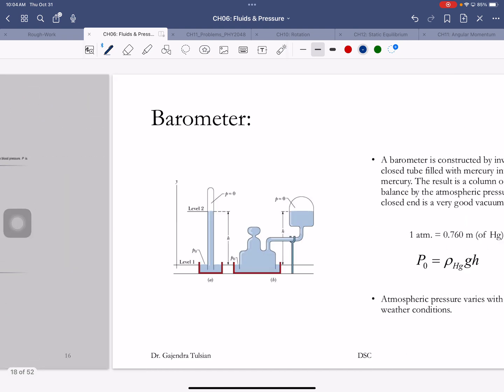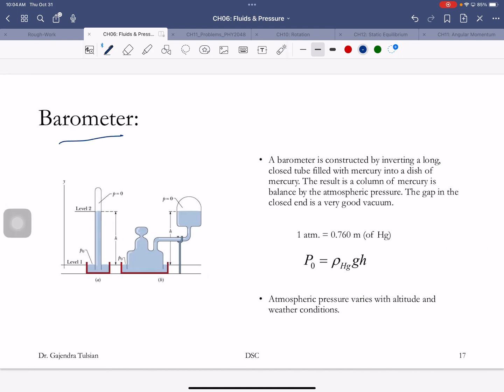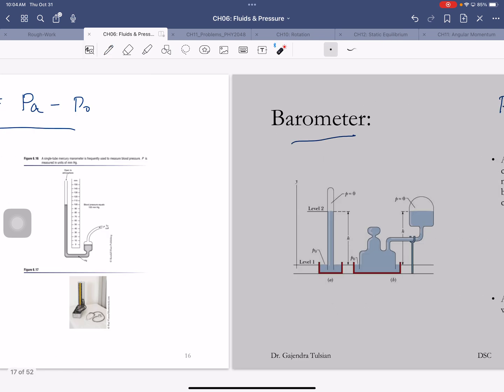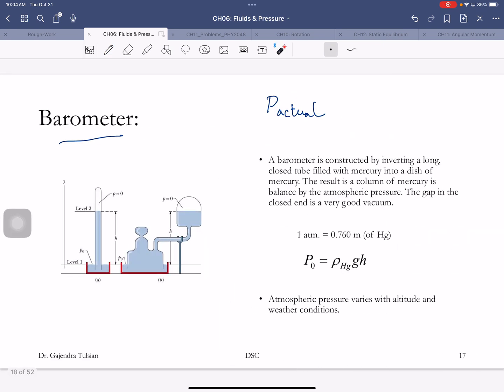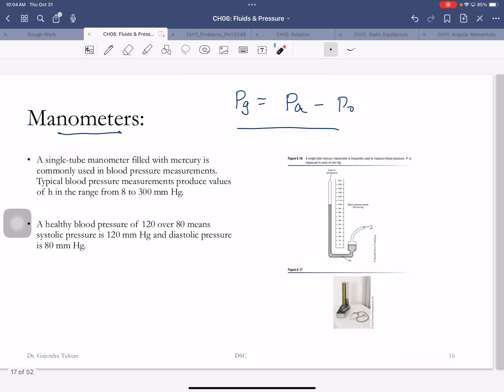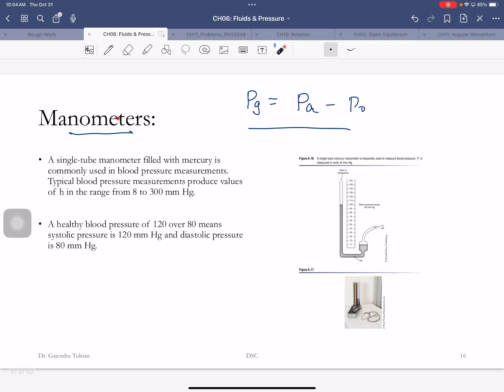A barometer measures the actual pressure. So that's the difference. A barometer is what's used to measure the atmospheric pressure. The weatherman uses this, and a doctor uses a manometer.